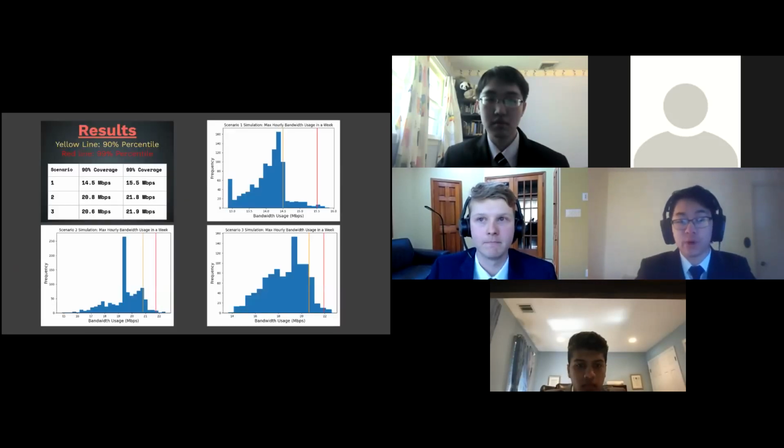So for each scenario, the distribution of the 1,000 data points were plotted on a histogram, and vertical lines were inserted to show the 90th and 99th percentile. We found that 14.5 megabits per second was the bandwidth necessary to support 90% of internet demands, and 15.5 megabits per second was the bandwidth necessary to support 99% of the internet demands in scenario 1. For scenario 2, it was 20.8 and 21.8 megabits per second. For scenario 3, it was 20.6 and 21.9 megabits per second.